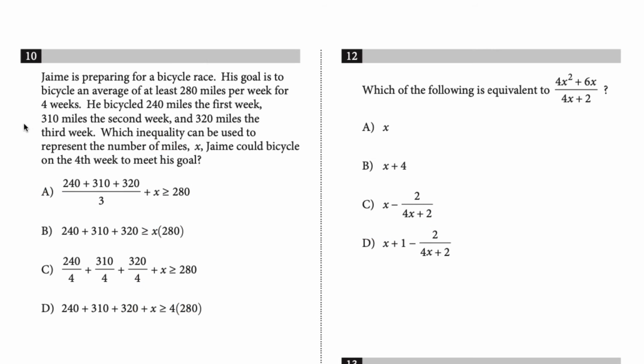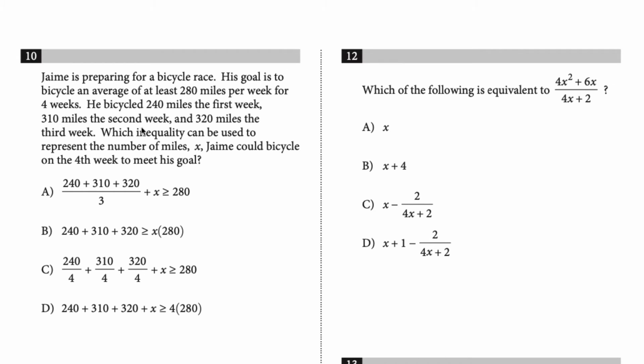Alright, number 10. Jamie is preparing for a bicycle race. His goal is to bicycle an average of at least 280 miles per week for 4 weeks. He bicycled 240 miles the first week, 310 miles the second week, 320 miles the third week. Which inequality can be used to represent the number of miles x Jamie could bicycle on the 4th week to meet his goal? First, what we're going to do here is set up the inequality that the question is representing, and then try to manipulate it to see which answer choice matches it.